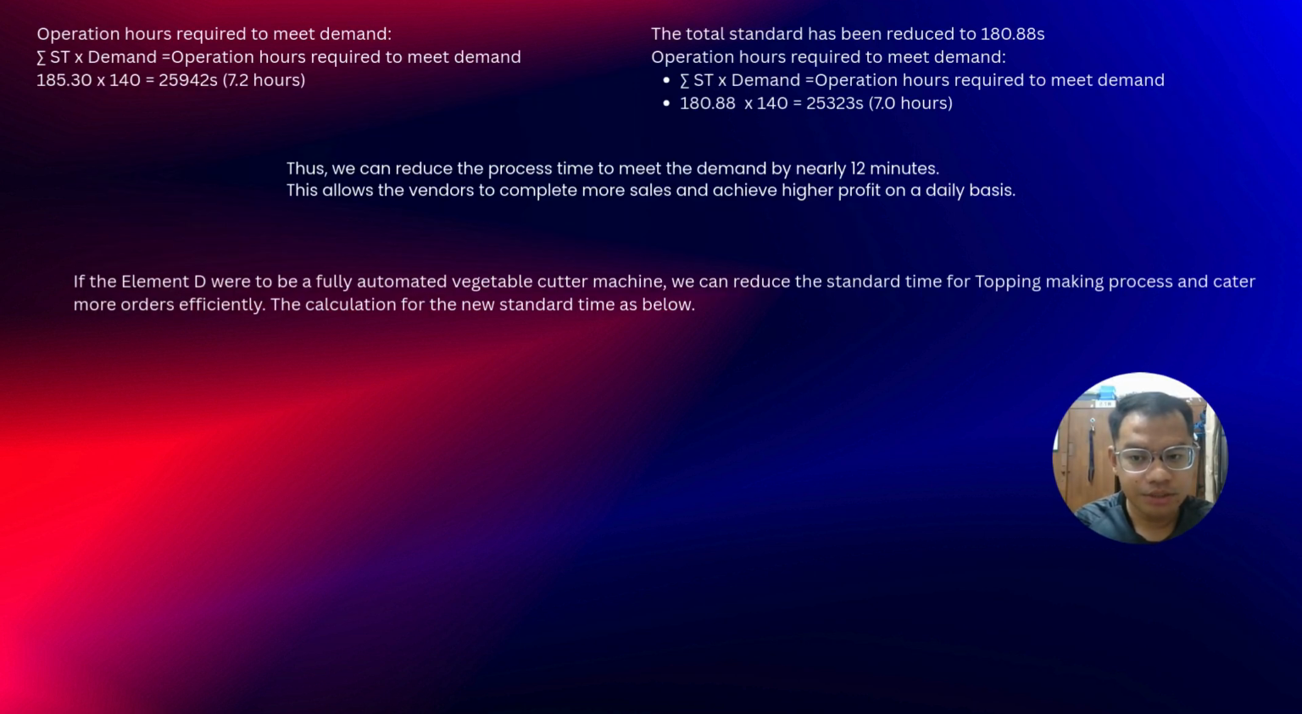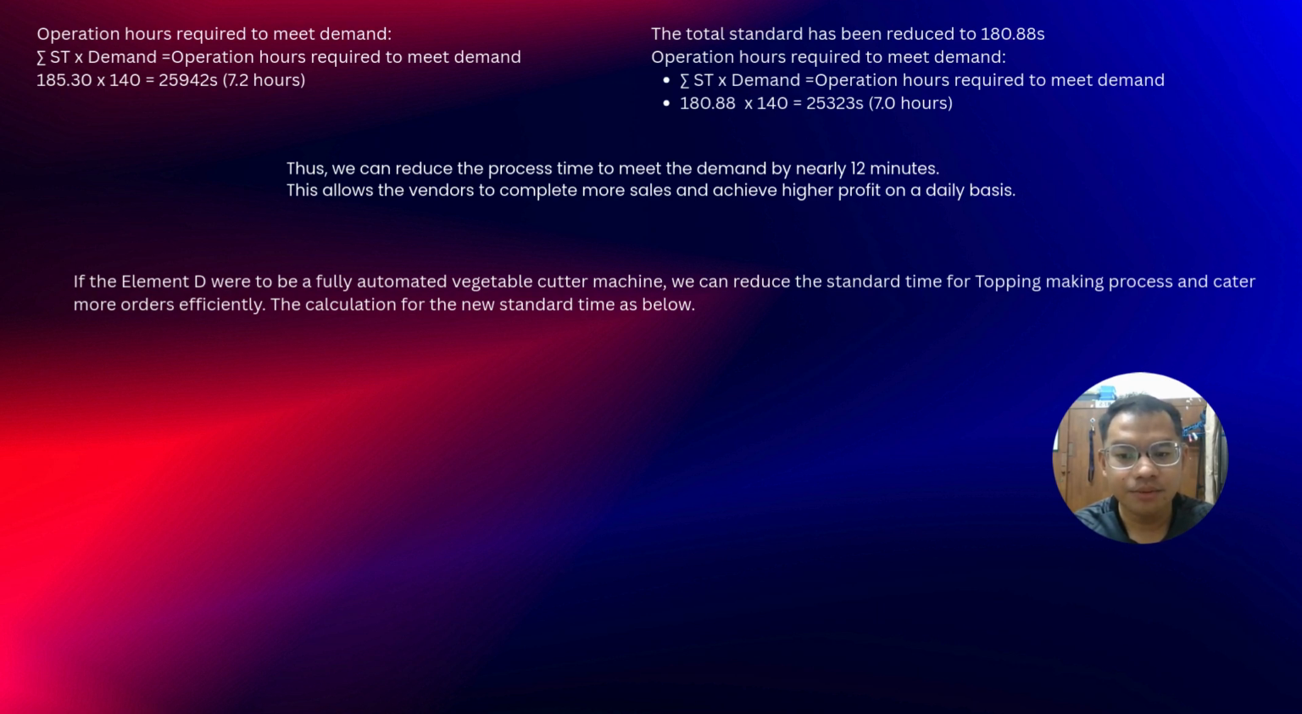Based on the previous calculation, now we want to determine the operational hours required to meet the demand. The formula is total standard time times demand. To calculate it, the standard time is 185.30 times 140, and we will get 25,942 seconds. If we convert it, we will get 7.2 hours. Thus, we can reduce the process time to meet the demand by nearly 12 minutes.